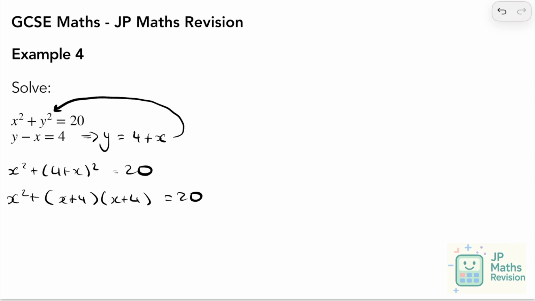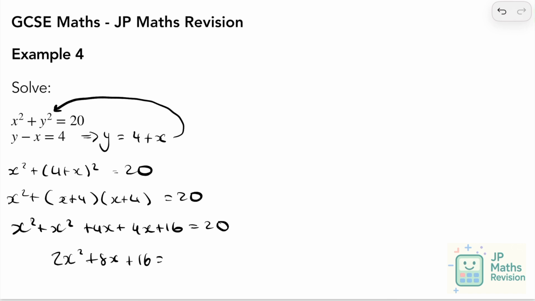So now I need to expand out the bracket. So x squared plus 4x plus 4x plus 16 equals 20. So 2x squared plus 8x plus 16 equals 20. Now I'm going to minus 20 from both sides, so I end up with 2x squared plus 8x minus 4 equals 0. Again, I have the same situation as before in that all of the terms are divisible by 2, so I'm going to divide each of them by 2. So I end up with x squared plus 4x minus 2 equals 0.